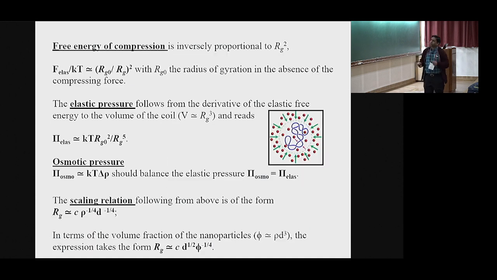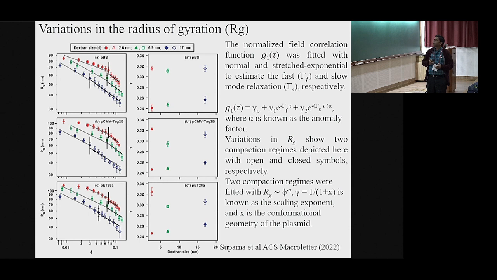So what is the contribution we have? You can also measure the elastic pressure and osmotic pressure. There will be a balance of osmotic and elastic pressure, and a scaling relation of how Rg scales with volume fraction. You can use phi as rho d raised to 3 and so on. So this is the important result we have.